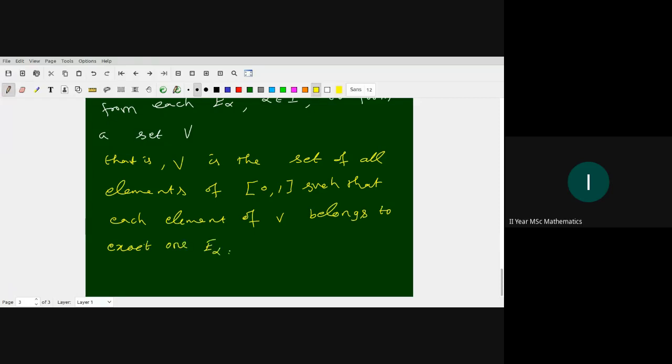So over every E alpha, whatever the element, I will not leave any E alpha without selecting a point from it. From each E alpha we select exactly one element to form the set, whether the collection is countable or uncountable.